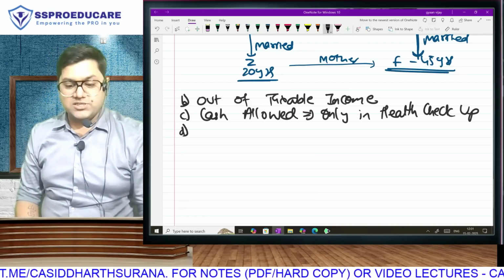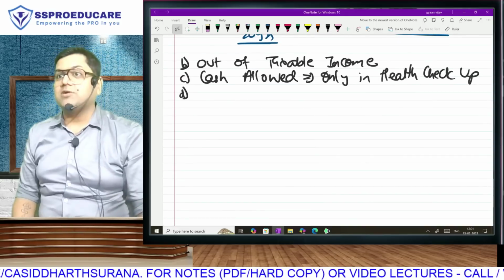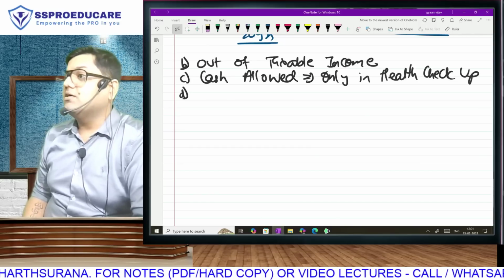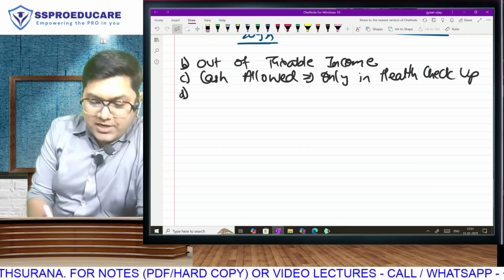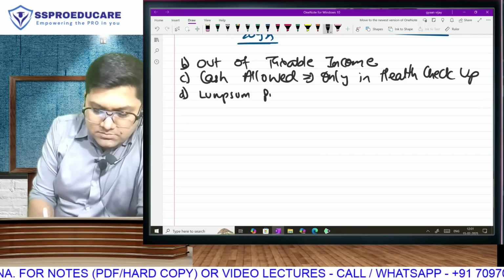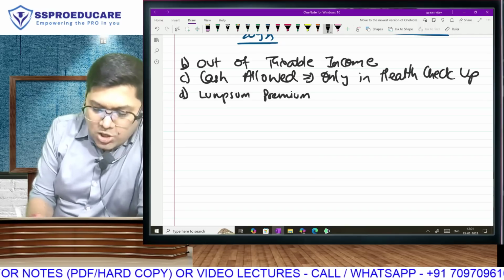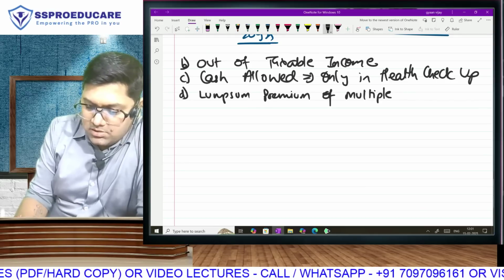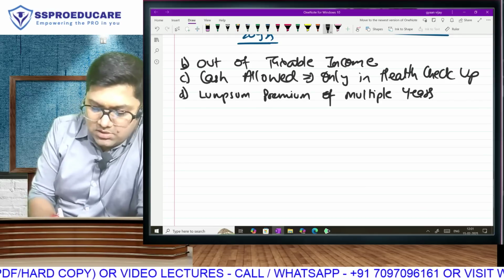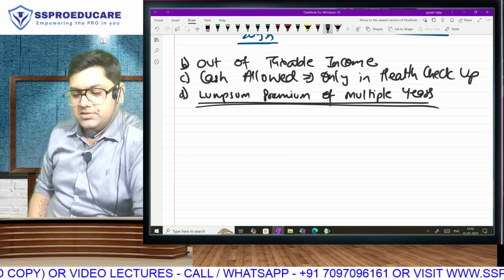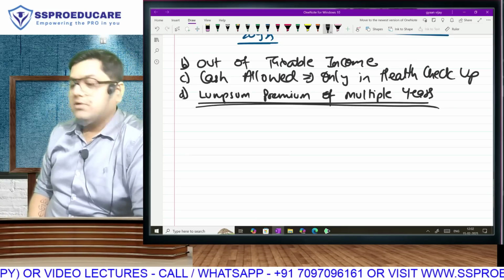So medical insurance companies have the fear of losing customers. So they are now giving an offer that if you give us lump sum premium of multiple years, we will give you discount.